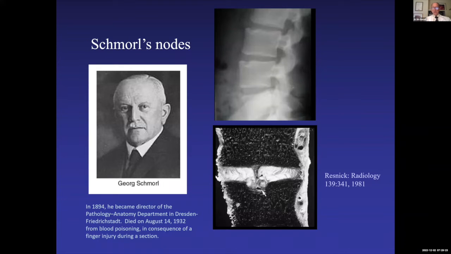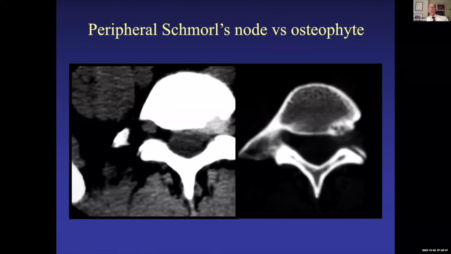But from Resnick's radiology, you can see a central Schmorl's node with nucleus extending into the end plate, just a fairly typical plain radiograph with multiple anterior superior end plate Schmorl's nodes, each associated with a bit of sclerosis around the margin. So this is a conundrum.